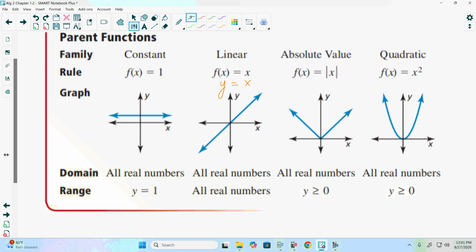Now, same thing with f of x equals the absolute value of x. F of x equals x squared. These are the parent functions.